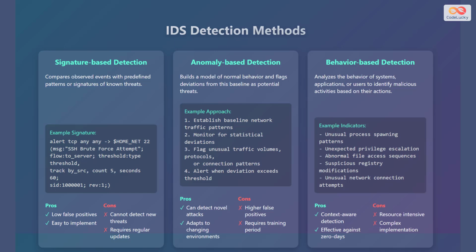A third approach is behavior-based detection. This method analyzes the behavior of systems, applications, or users to identify malicious activities based on their actions. The advantages of this method are its context-aware detection and effectiveness against zero-day exploits. However, it is resource-intensive and has complex implementation.